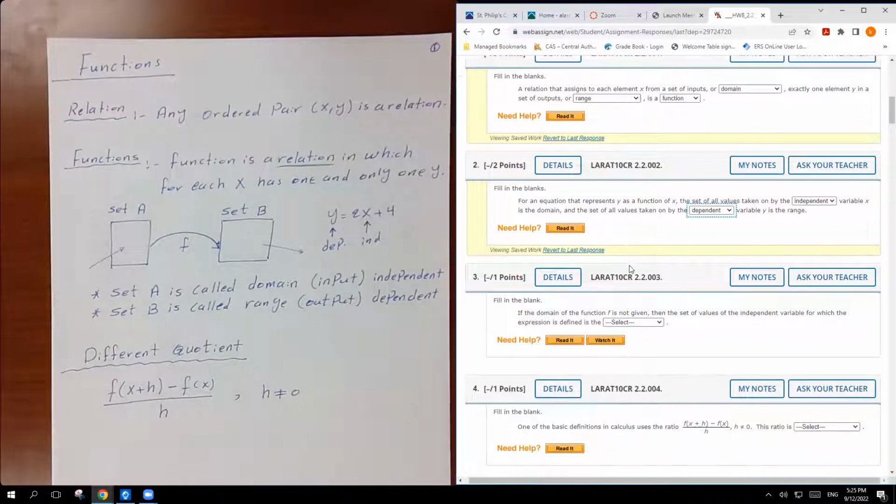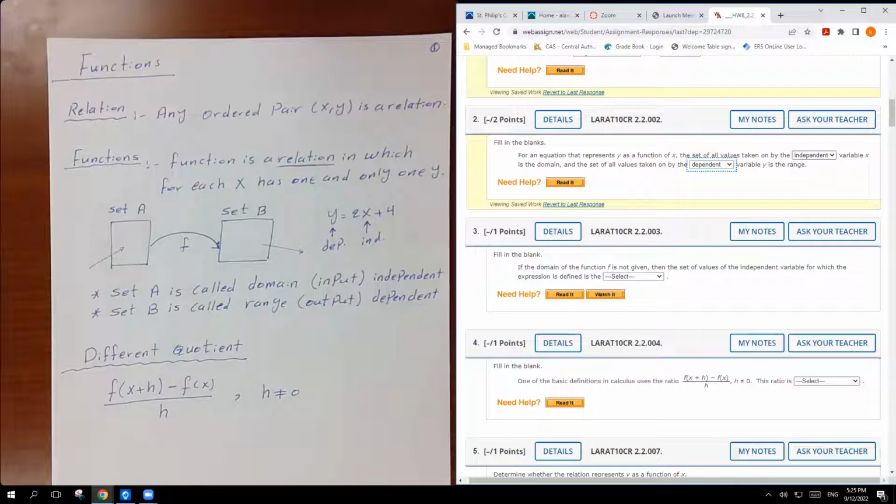Let's go to the third one. If the domain of the function f is not given, then the set of values of the independent variable, which belongs to the domain, is the set for which the expression is defined. If you don't have the domain, that means it's the implied domain. There is no domain given, so we're going to choose this one.